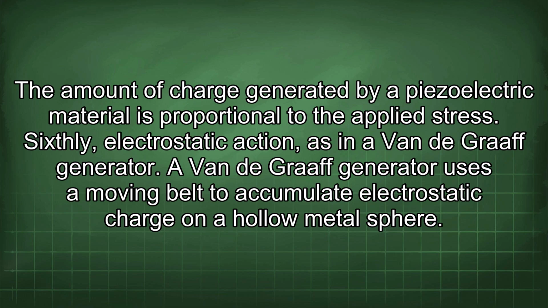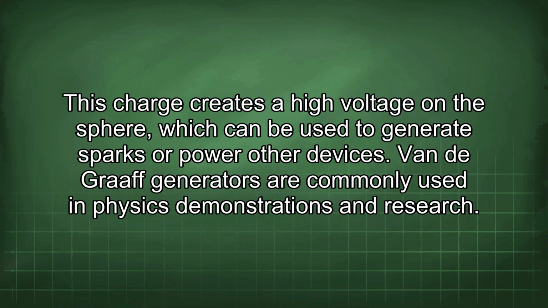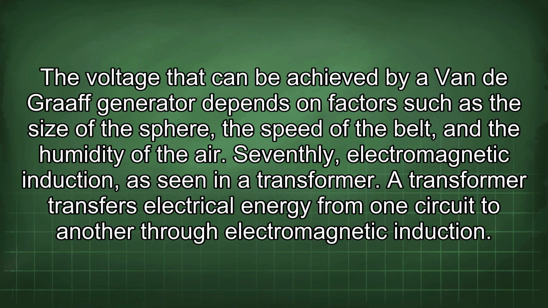Sixthly, electrostatic action, as in a Van de Graaff generator. A Van de Graaff generator uses a moving belt to accumulate electrostatic charge on a hollow metal sphere. This charge creates a high voltage on the sphere, which can be used to generate sparks or power other devices. Van de Graaff generators are commonly used in physics demonstrations and research. The voltage that can be achieved by a Van de Graaff generator depends on factors such as the size of the sphere, the speed of the belt, and the humidity of the air.